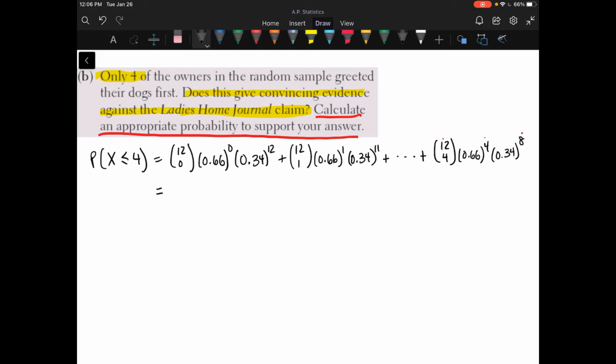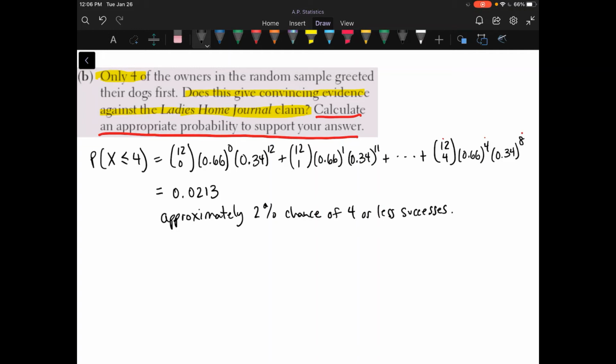But we end up with 0.0213. So we get approximately 2%, we'll say, chance of 4 or fewer successes. All right.